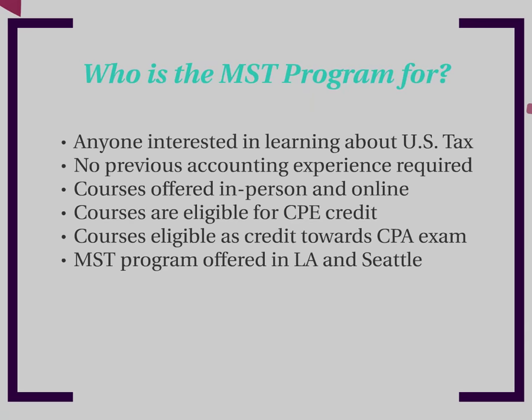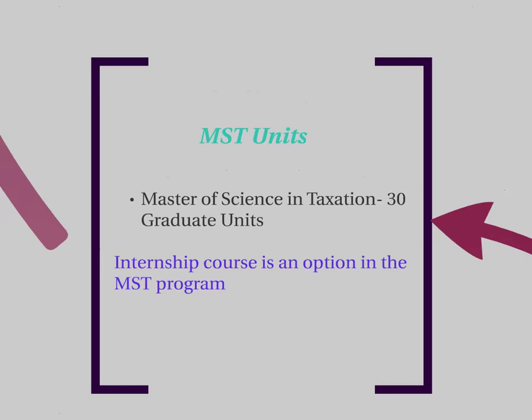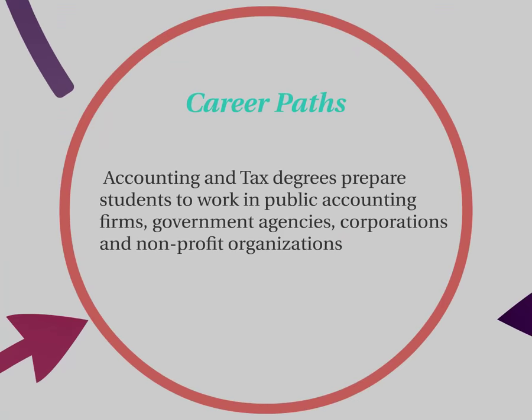Our classes are offered both in person and online, and some students choose to do a mix of both. All courses are eligible for CPE credit, and the MST program can satisfy 24 units of the accounting requirement for the California CPA exam. We also have two satellite campuses in Seattle and Los Angeles that offer in-person classes. The full program is 30 units, which translates to 10 courses overall. Seven of those courses are required, and three would be elective courses of your choosing. Since our tax program doesn't have a formal option for concentrations, many students use their electives to emphasize a certain area of interest.